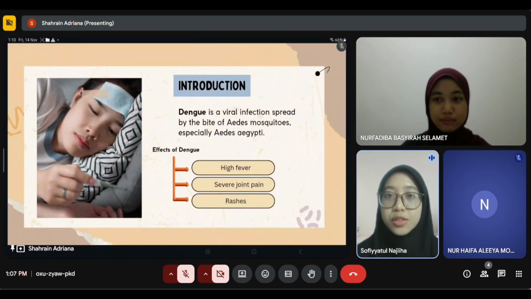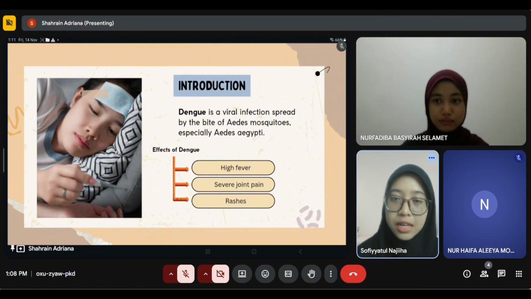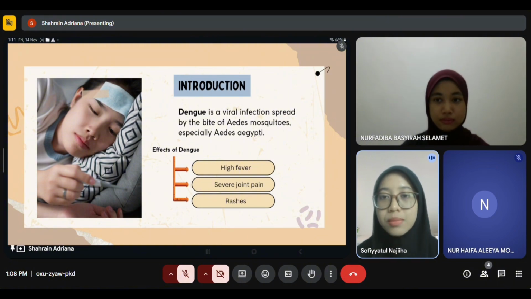Okay, for the introduction, I will explain about dengue. What is dengue? Dengue is a viral infection that's spread by the bite of Aedes mosquitoes, especially Aedes aegypti, which is one of the types of Aedes. Dengue is one of the most common and serious issues in Malaysia that can give many effects or symptoms to the people, like high fever, severe joint pain, and skin rashes.